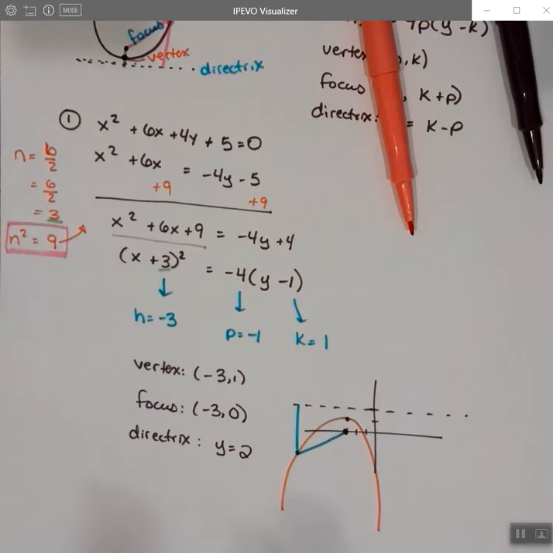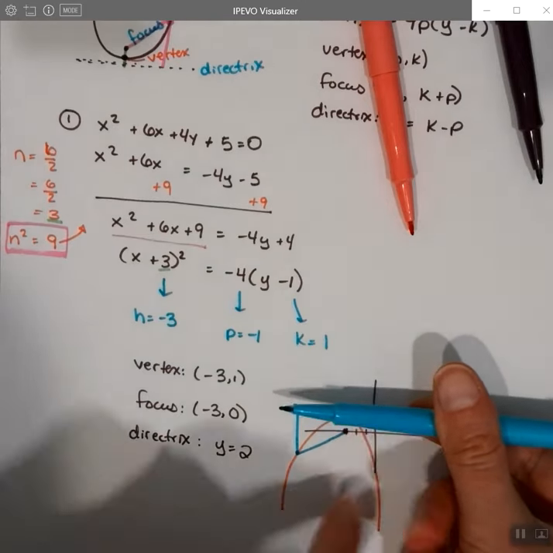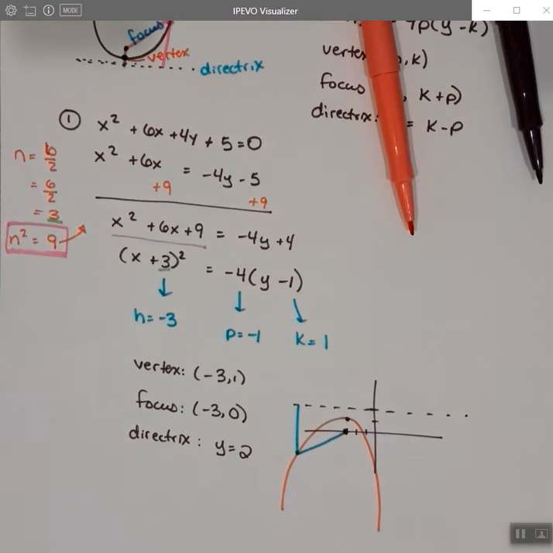If I had a rod with some string and I could push pin it to the focus, then I would be able to take that string and accurately pull it along the rod to get my parabola drawn exactly by hand, which is how they used to do them a long time ago. Okay, so let's look at another one.